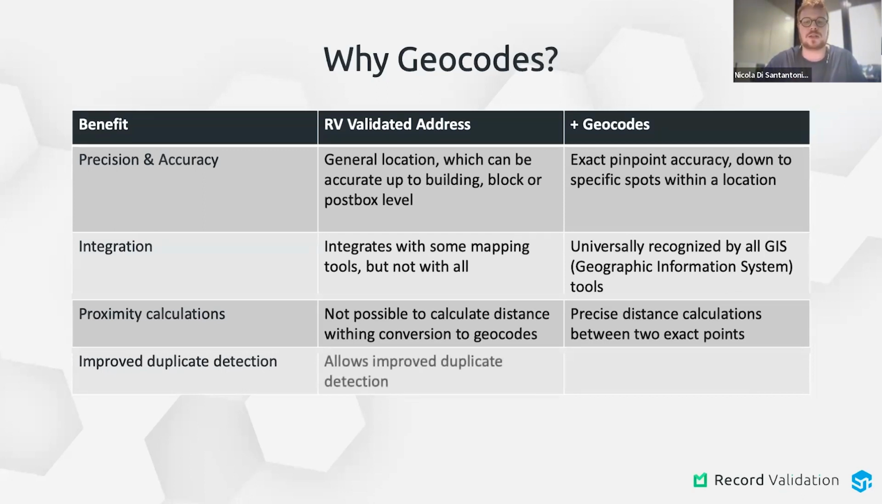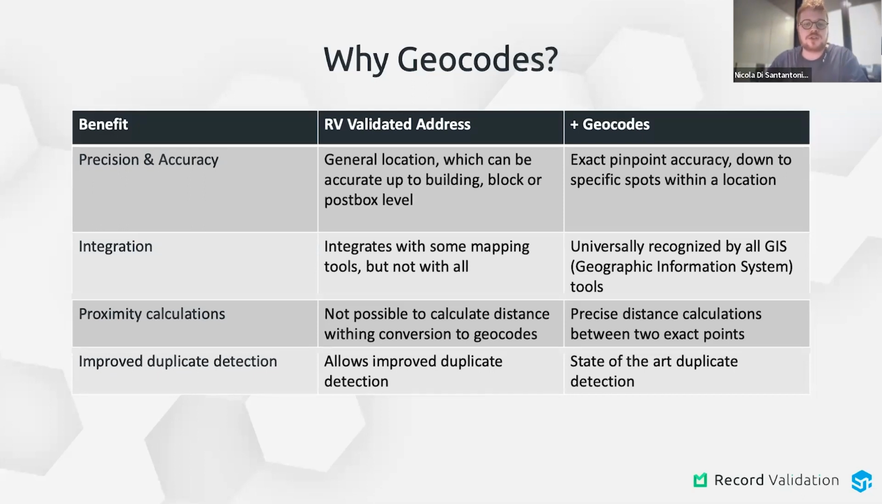And last but not least, it improves, of course, even more the duplicate detection. We often also talk about how having a standardized valid address helps with duplication. Now with geolocations, you can actually have a perfect score matching and a perfect state-of-the-art duplicate detection.